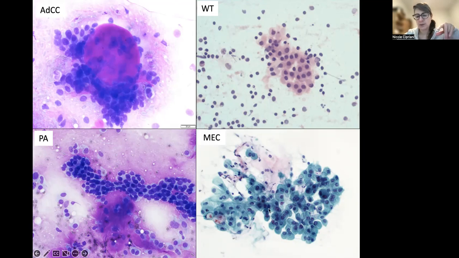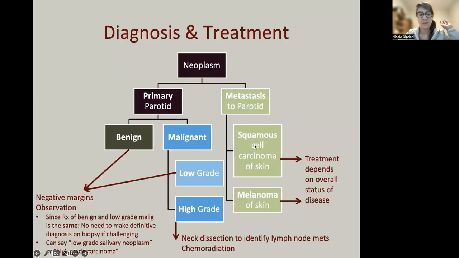And then mucoepidermoid carcinoma here generally has these kind of monotonous intermediate looking cells punctuated by, you can see here, a very nice vacuolated cell that has intracytoplasmic mucin, right? So this is mucin, nicely characteristic of mucoep. So sometimes we can make this diagnosis, sometimes we cannot. And sometimes we just say something like low-grade salivary neoplasm, high-grade salivary neoplasm, something like that.